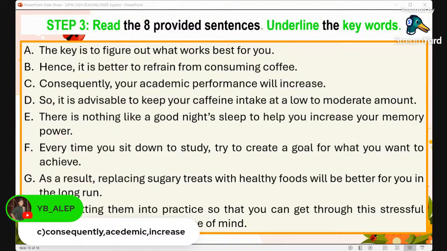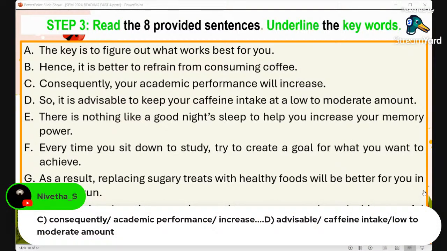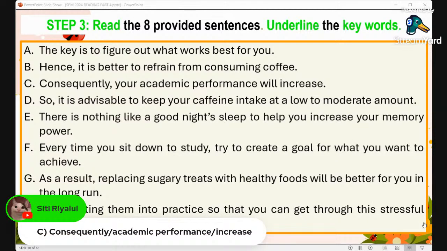Wow, Nivita has come up with many. Good. C, consequently, academic performance increase. Good. D, advisable, caffeine intake, low to moderate amount. All right, Siti has continued with C, consequently, academic performance increased.